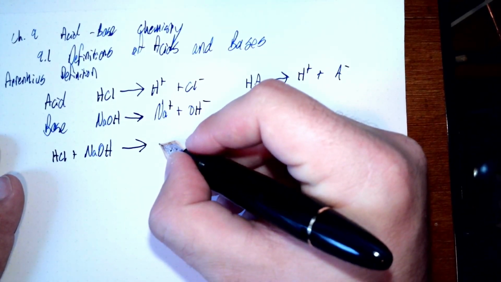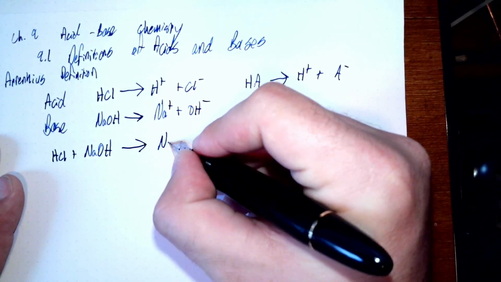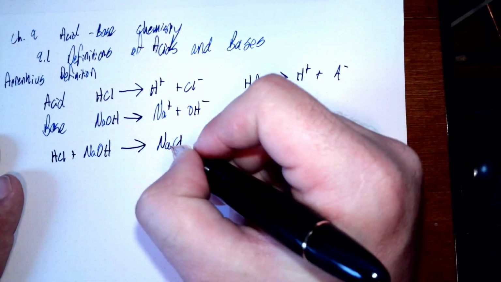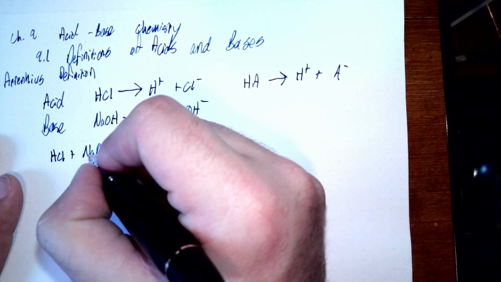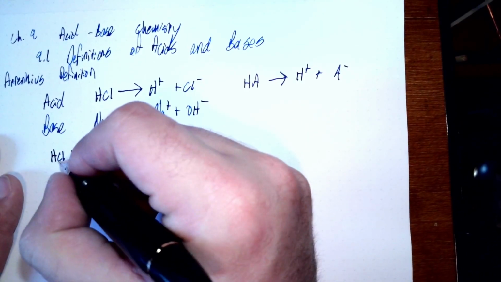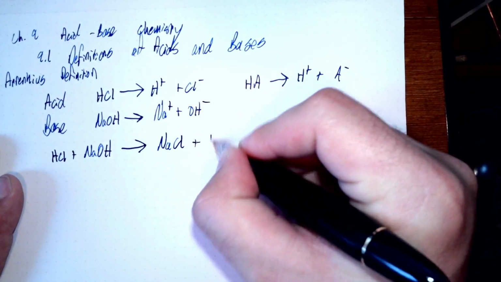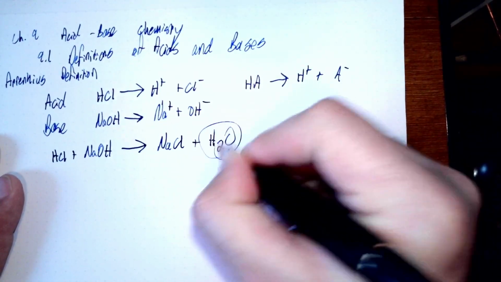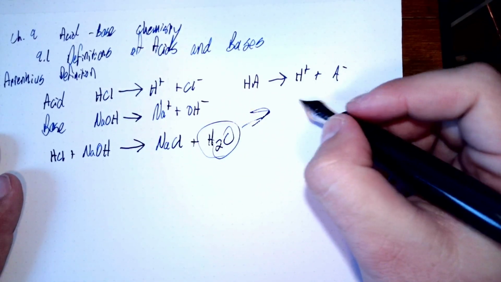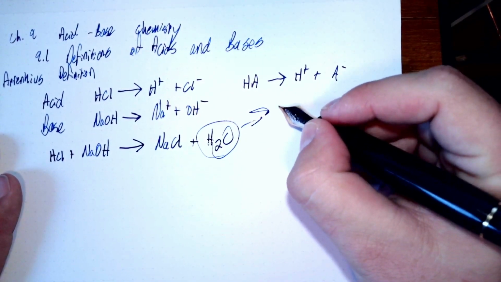Now, when we react an Arrhenius acid and an Arrhenius base, so let's react HCl and NaOH, those react to form a salt, okay? The sodium from here, chloride from here, and water. Water is always the product of an Arrhenius acid-base neutralization reaction.